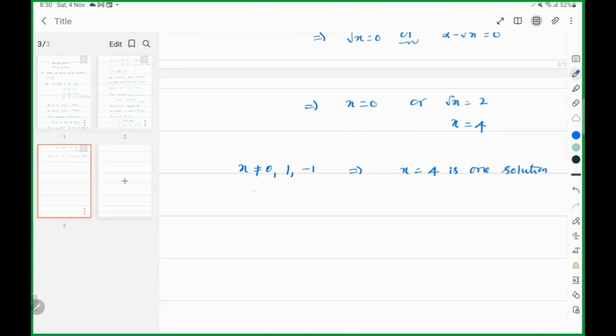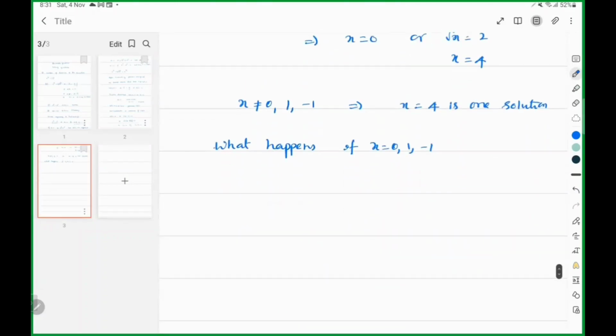Now the question is, we discussed the problem with respect to the condition. What happens if x is 0, 1, -1? Let us discuss case-wise. If x is -1, root x, that is root -1, is not defined.